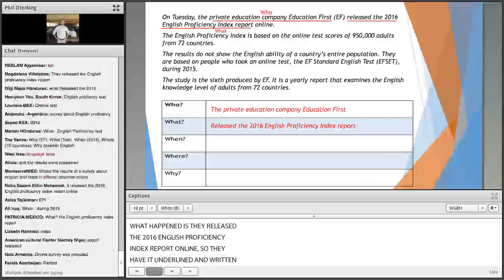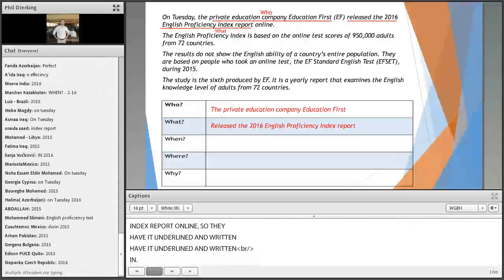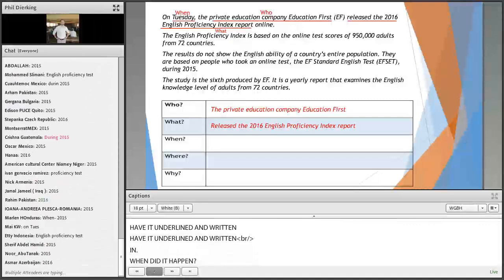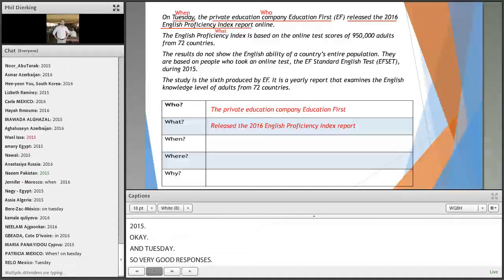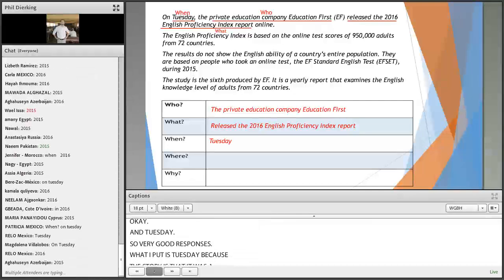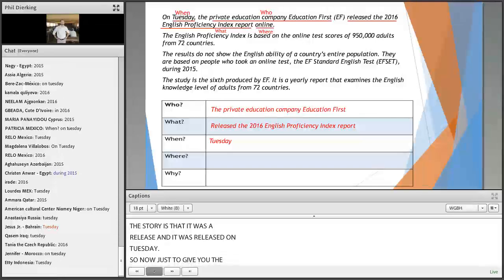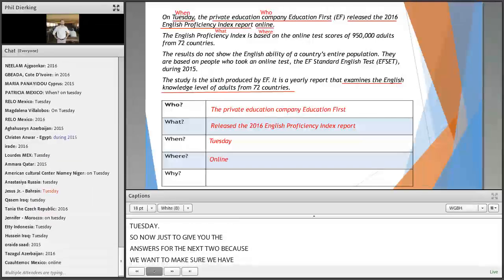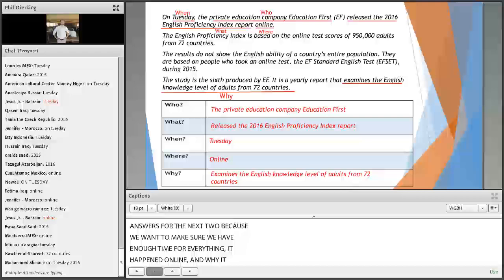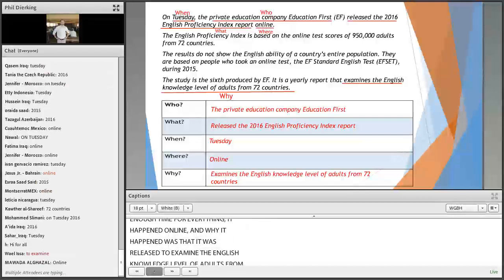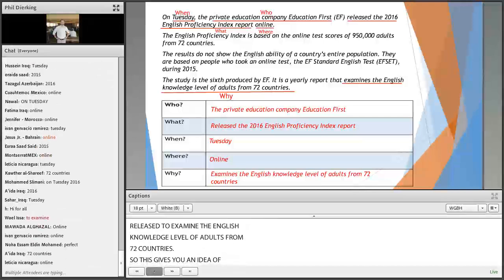This is when did it happen? 2015. Okay, excellent. Some people said 2016, and we have Tuesday. So very good responses, and what I had put is Tuesday because the story is that it was released, and it was released on Tuesday. So I'm going now to just give you the answers for the next two because we want to make sure we have enough time for everything. It happened online, and why it happened was that it was released to examine the English knowledge level of adults from 72 countries. So this gives you an idea of just how you can very easily do exercises to teach your students how to identify the most important information in a story.